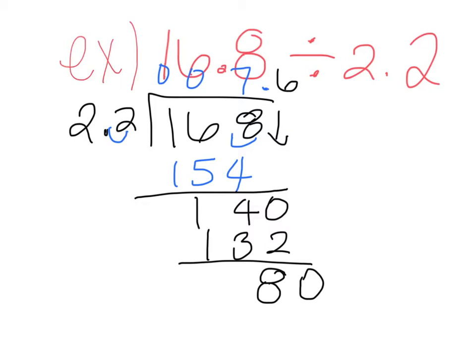22 goes into 80 3 times, and that's 66, and we have a remainder of 14. Since we had that before here, we know that it's going to repeat, so I'm just going to put a repeating bar above the 63.